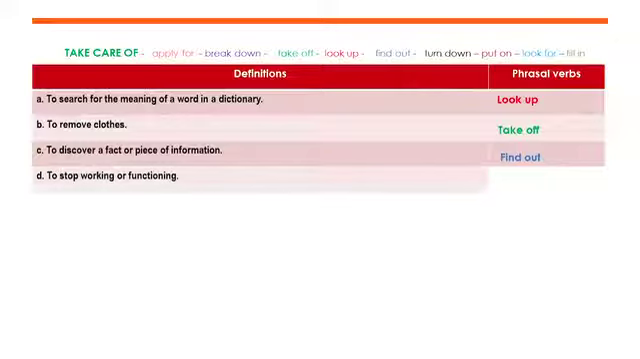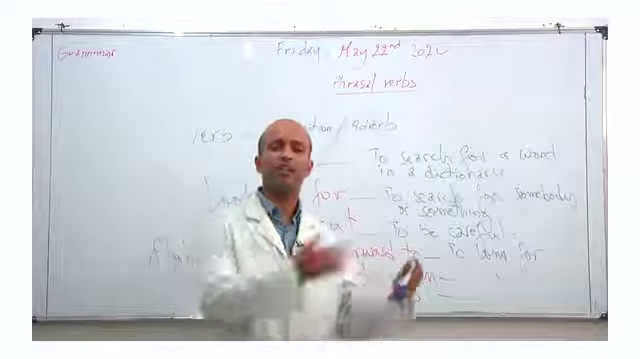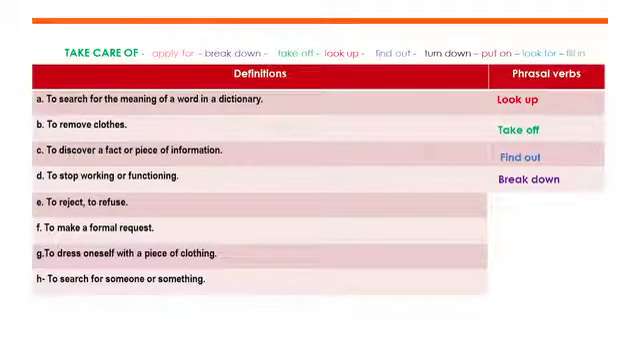D. To stop working or functioning, for a car, for a phone, a TV. When it stops working, we say it breaks down. For example, my phone broke down and I took it to the technicians to fix it. E. To reject or refuse. When you refuse something or reject it, you turn it down. F. To make a formal request. You apply for.